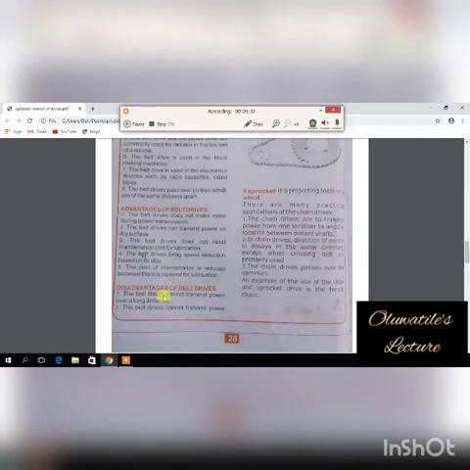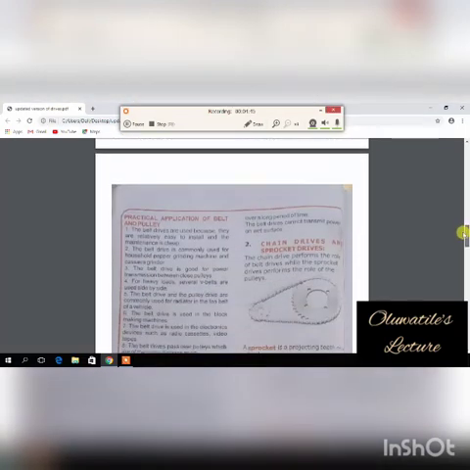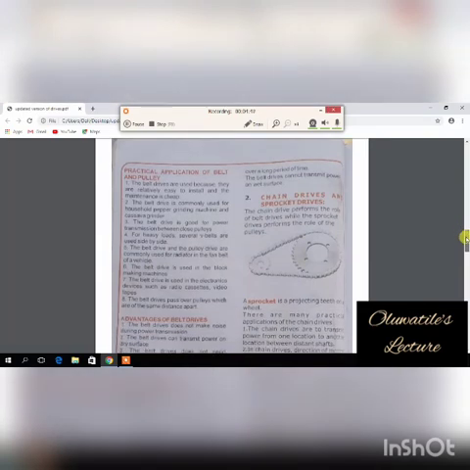So the disadvantage is that the belt drive cannot transmit power over a long distance. You see, it cannot be done over a long distance. The pulleys must always be close, so it cannot be done over a long distance. And another one is that the belt drive cannot transmit power over a long period of time. No, it can't. It will always stop.